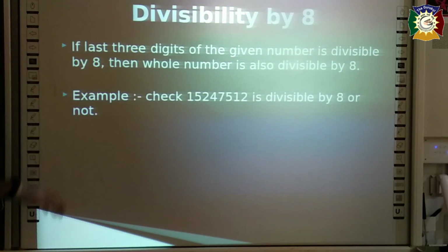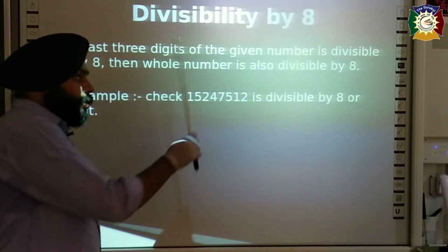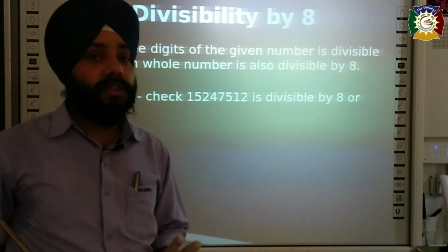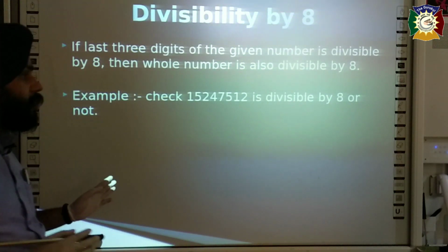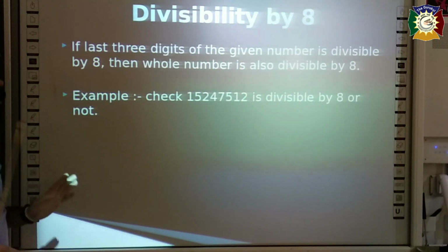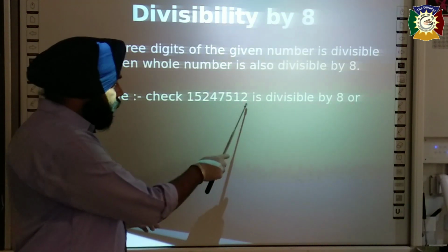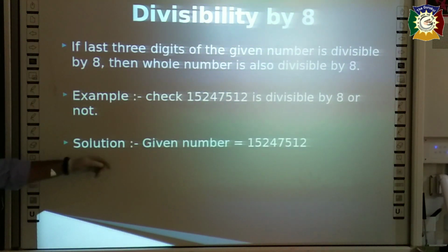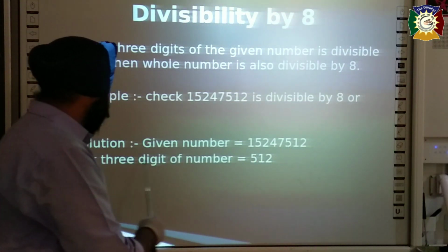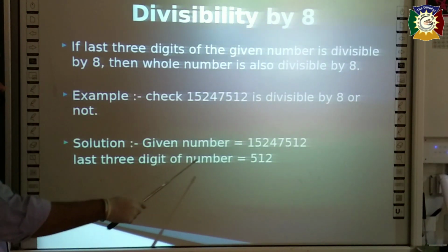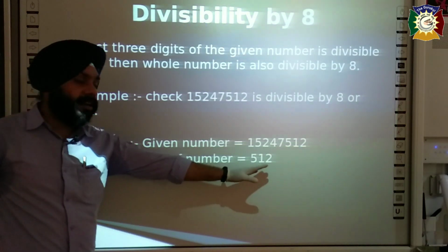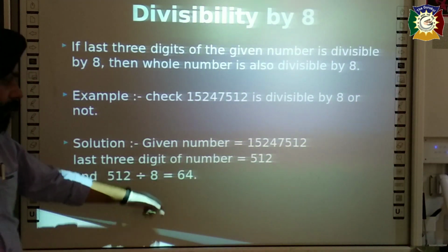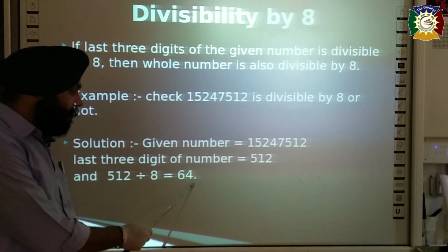Look at an example. Check this. This is a very big number, so it's difficult to divide. If we just have to check whether the given number is divisible by 8 or not, we simply take the last 3 digits, that is 512. Solution: the given number is this one. We take the last 3 digits of the number, that is 512. Then 512 divided by 8 equals 64.